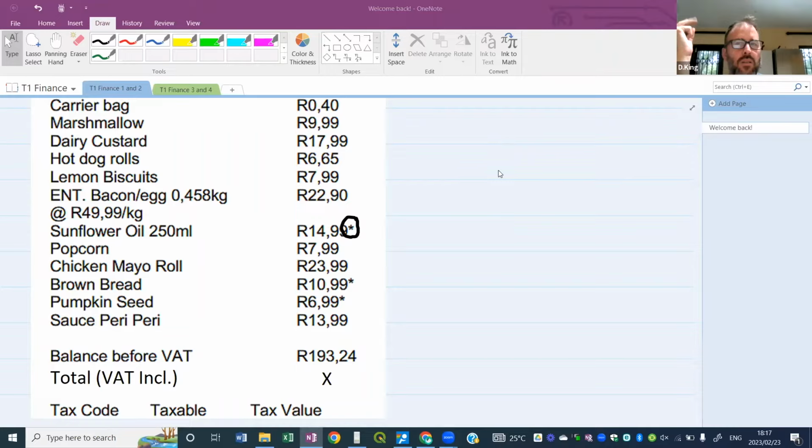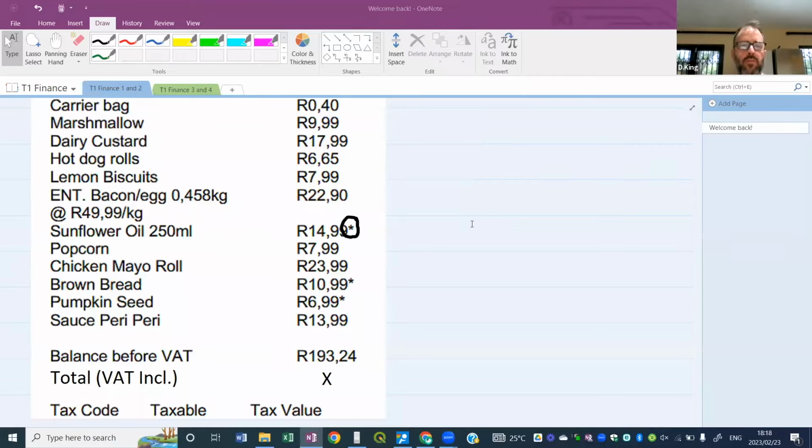I don't know if rice is on the list. Maize meal is definitely on the list. So basic foodstuffs. Everyday basic food items that a basic family could buy are zero VAT rated. You can see here, meat is not. Hot dog rolls is not. Lemon biscuits, no. So lemon biscuits are not basic food items that everyone needs, so they're not zero VAT rated.